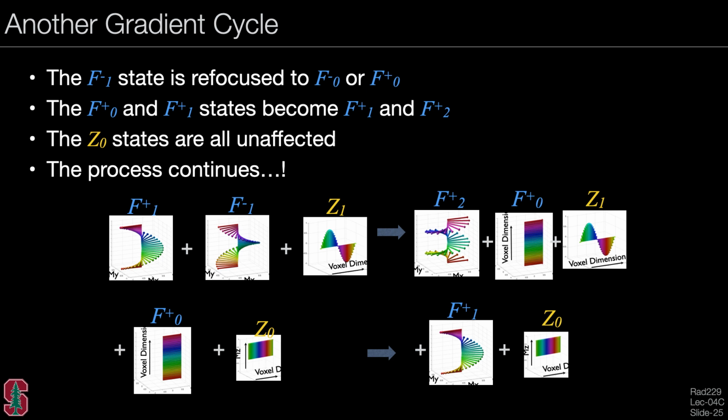We can play another gradient cycle here, and we can see that this gets even more complicated. So the F minus 1 state is of course refocused, and we can call this F minus sub 0 or F plus sub 0. The F plus sub 0 magnetization and F plus sub 1 move to F plus sub 1 and F plus sub 2. The Z0 states are all unaffected, and this process continues.